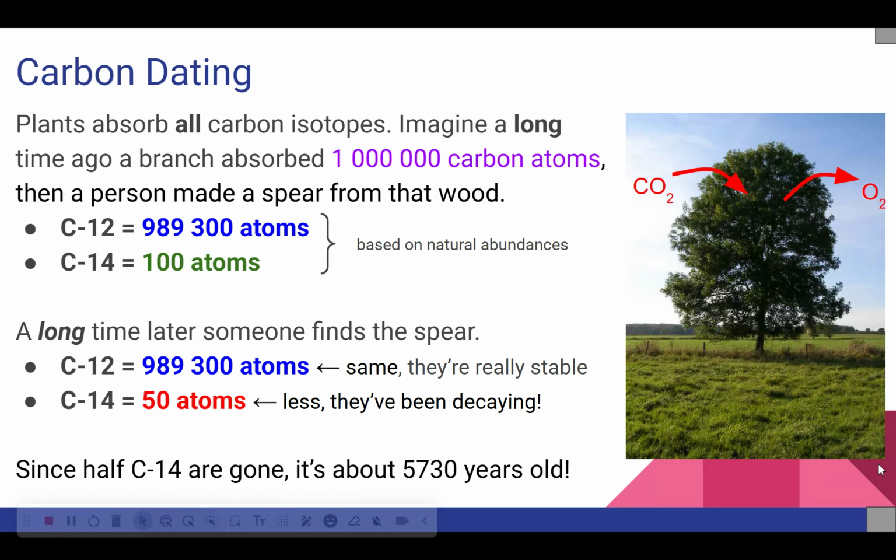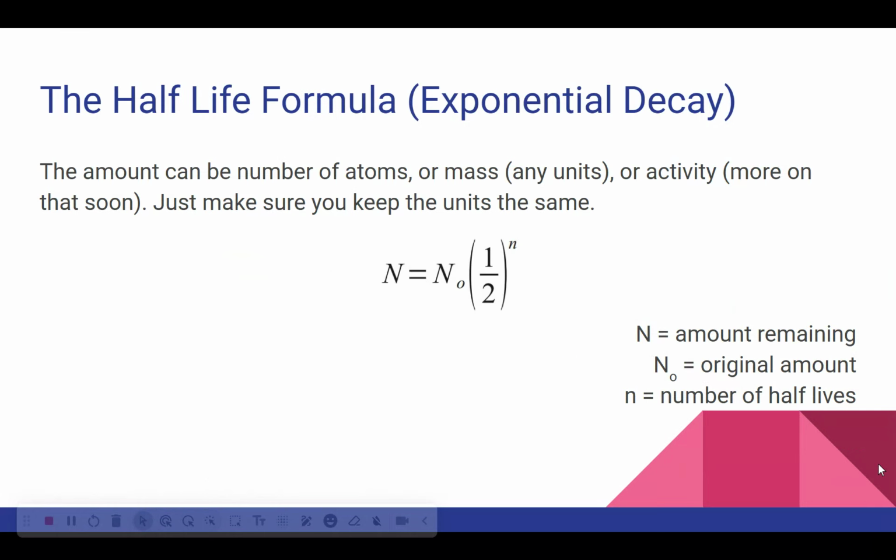If I'd found that it had 75 atoms or 80 atoms of carbon-14, I could still date it, but we do want quite a bit of time to pass for something like carbon dating in this sense to be more accurate. Now, this does lead us to the half-life formula, which, if you think about formulas you've seen for exponential decay in math, look very similar.